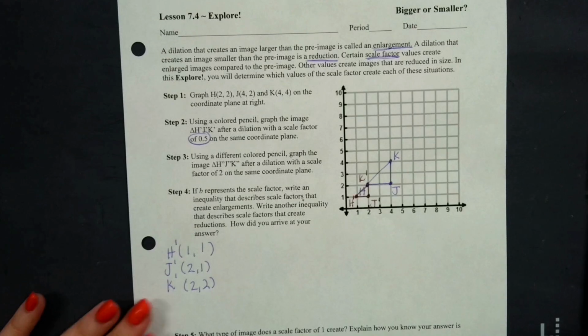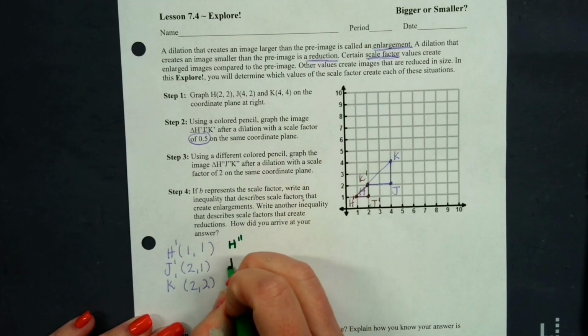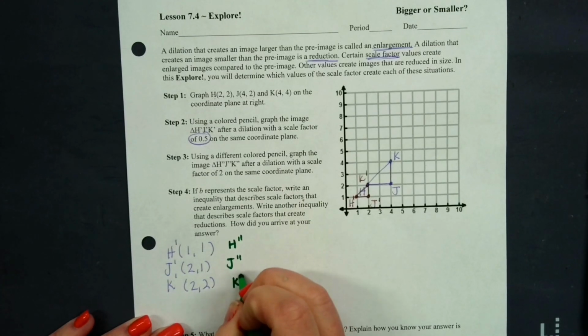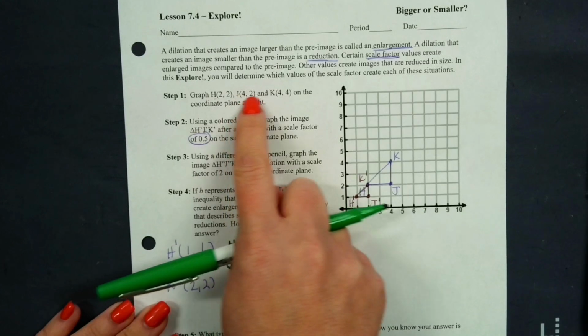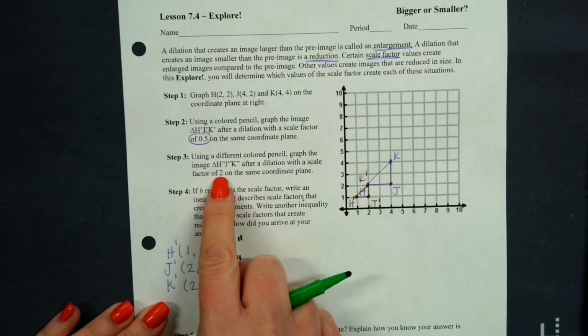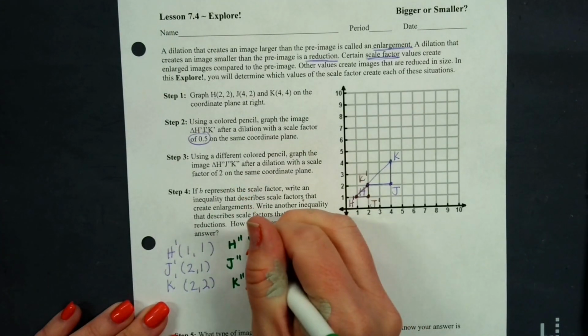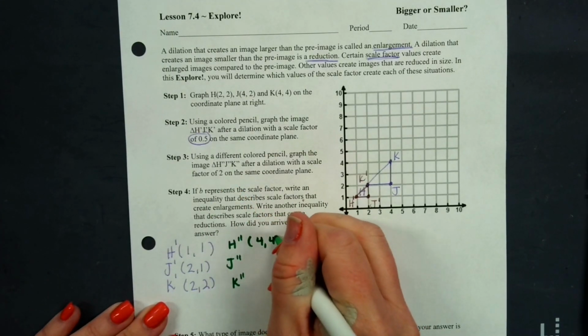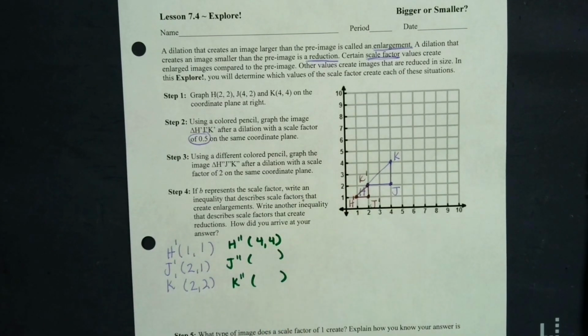Now what we're going to do is we're going to have these again. We're going to have H double prime, J double prime, and K double prime. Only this time, we're going to multiply our originals by a scale factor of 2. So we're going to take all of these times 2. So our first one would be 4, 4. So multiply all of those by 2.